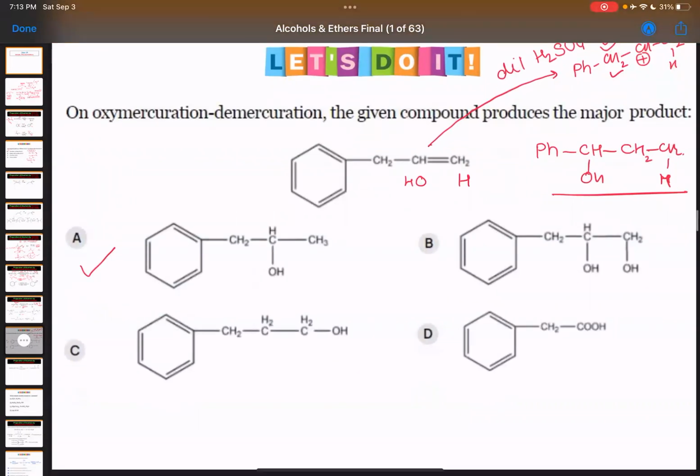Clear? Yes. But in this case, with oxymercuration, demercuration, A is the right answer.